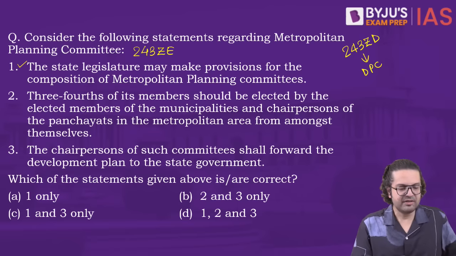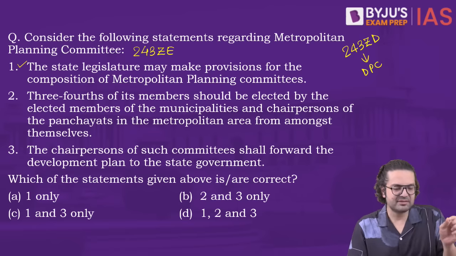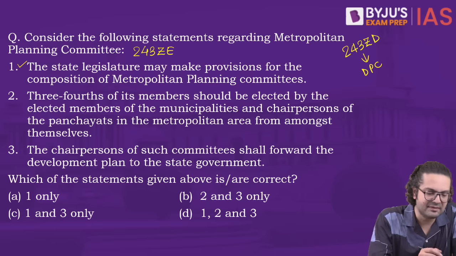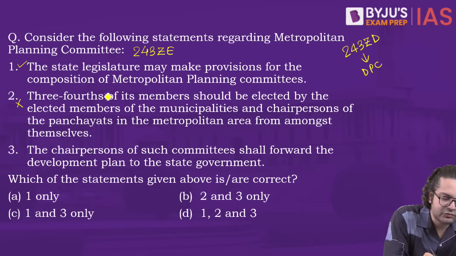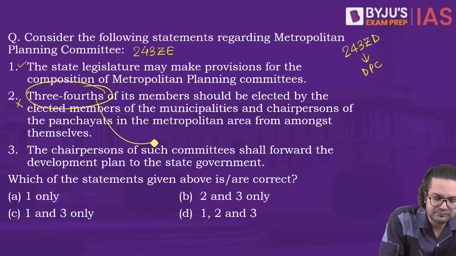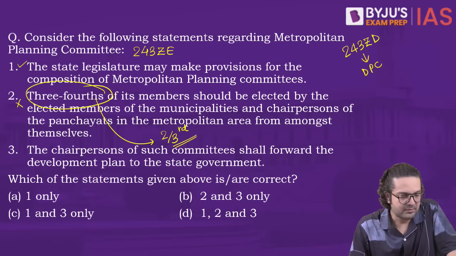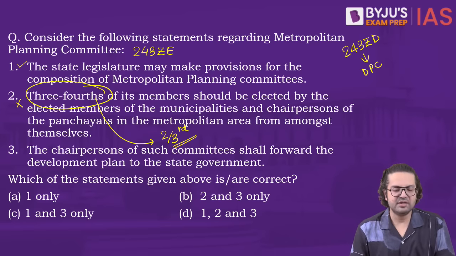Number 2, 3/4 of its members should be elected by the elected members of municipalities and chairpersons of the panchayats in the metropolitan area from amongst themselves. No, it's not 3/4. It is 2/3. Okay? 2/3, not 3/4. Number 3, the chairperson of such committees shall forward the developmental plan to the state government.